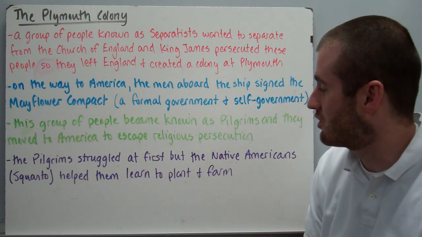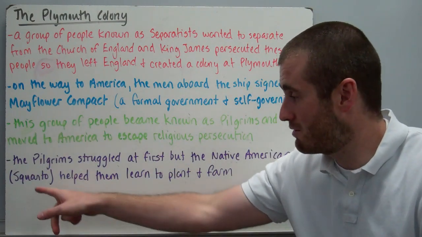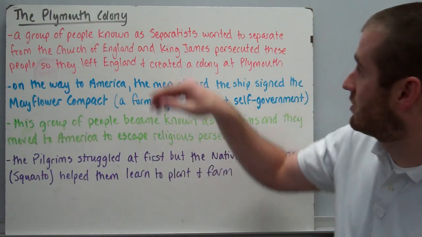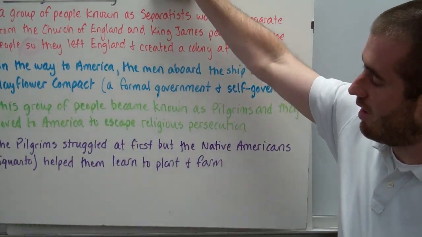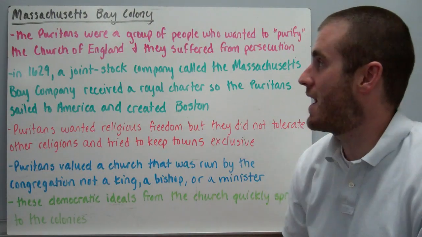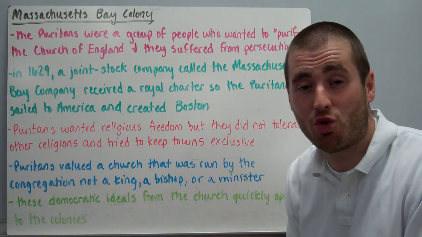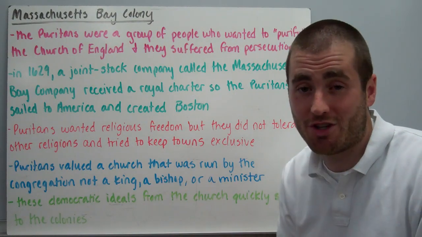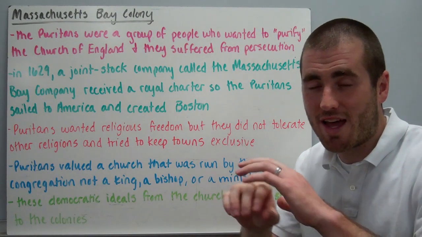The Pilgrims struggled at first, but the Native Americans, with the help of a very famous Native American named Squanto, did help them survive, and they were very successful from that point on. The last colony we're going to talk about is the Massachusetts Bay Colony. This is also another religious group known as the Puritans, and they're a group of people who wanted to purify the Church of England of any of its kind of Catholic ways.